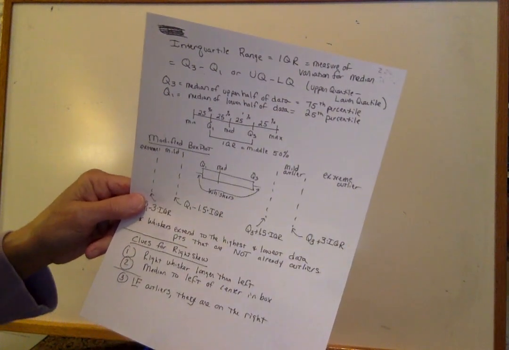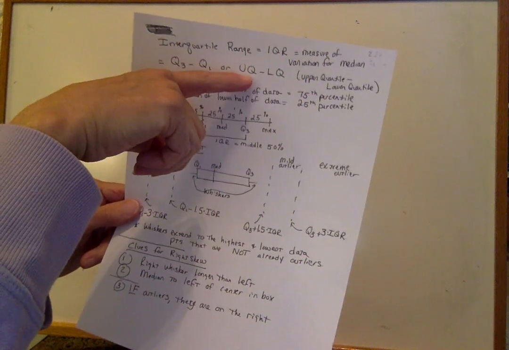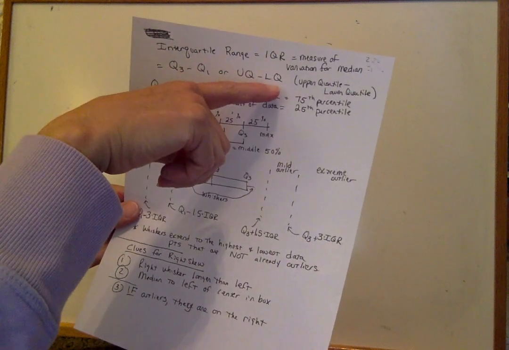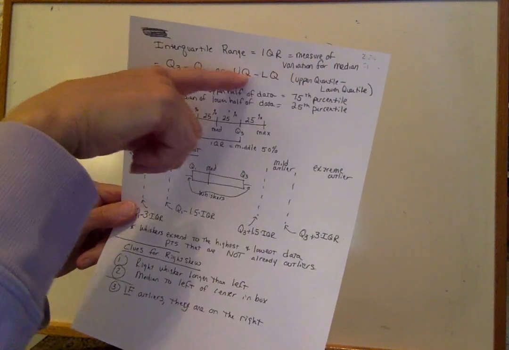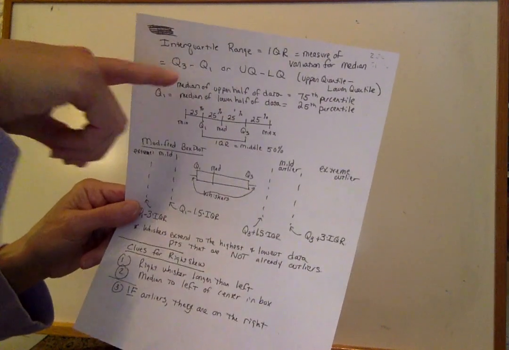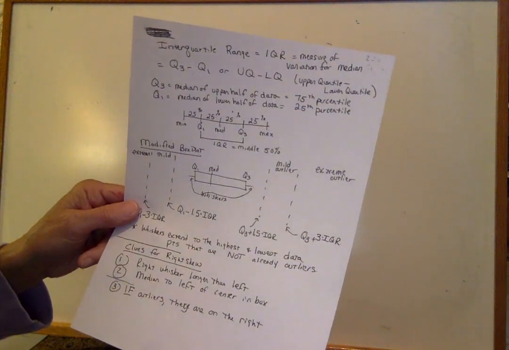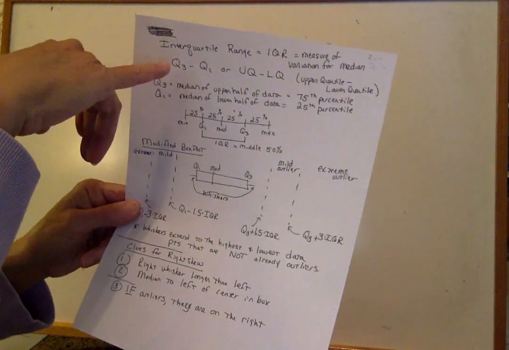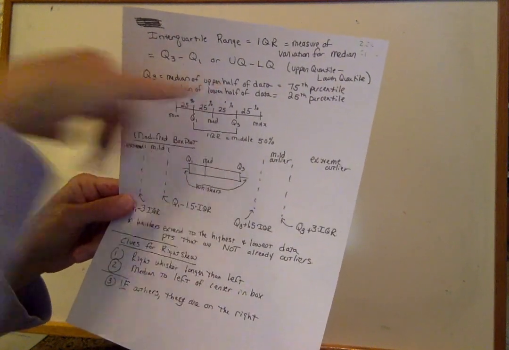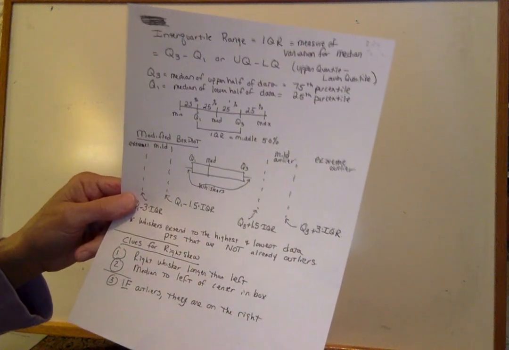Middle school books where this topic is normally covered, a lot of times they use the language, it's hard for me to say, UQ and LQ, upper quartile minus lower quartile. So those are all just synonyms. Q3 is also called the upper quartile. Q1 is also called the lower quartile. Well, what are these Q3 and Q1s anyway? Q3 is the median of the upper half of the data. Q1 is the median of the lower half of the data.